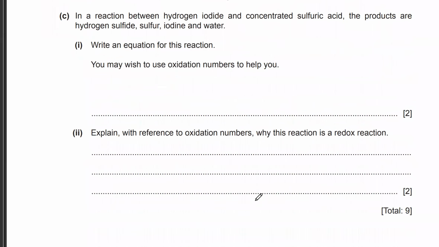Okay, the next one is in the reaction, the sulfuric acid one, if you remember. Explain with oxidation number why this is a redox reaction. You may wish to write an equation for this reaction. Writing the equation is kind of difficult because it's a redox reaction. HI reacts with H2SO4. The products are hydrogen sulfide, that is H2S. The others are sulfur and iodine and water.